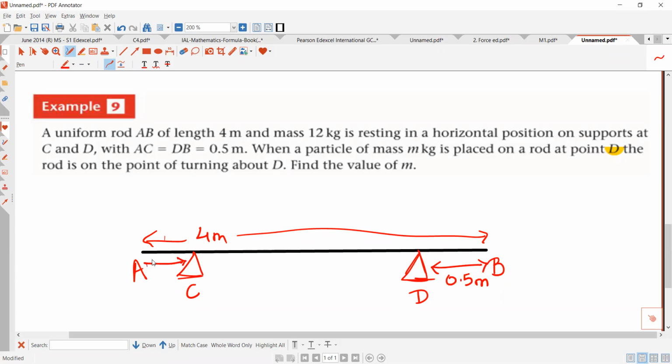Are you guys understanding or am I going too fast? You understood the diagram? How I did it? 0.5. So the mass of 12 kg, 12G, acts at 2 meters. So this is 2. How much is this going to be? 1.5 now?